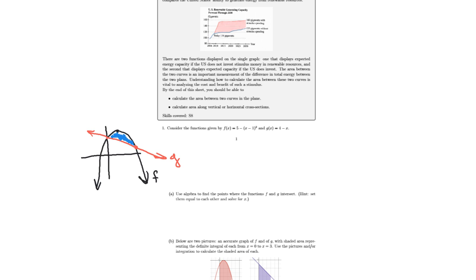Our first goal is to use algebra to find the points where f and g intersect. Those intersection points are going to be these points here and here. At those points, the height of the function f of x is equal to the height of the function g of x. In other words, we're going to set f of x equal to g of x, and then solve for x. So we'll see which x values allow for these two to be equal to each other.